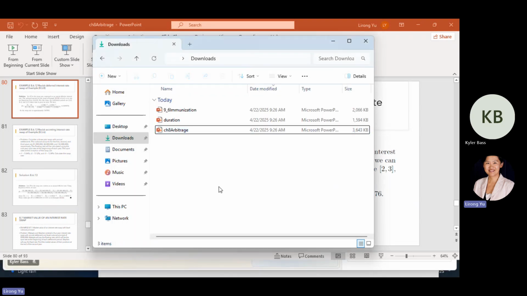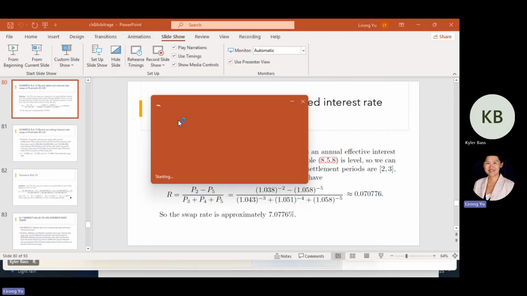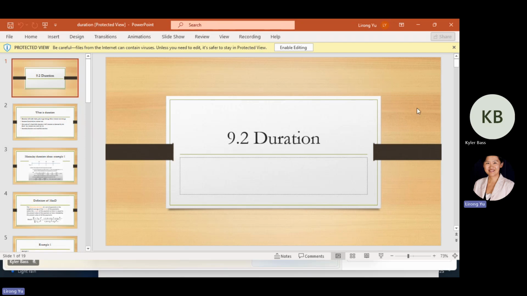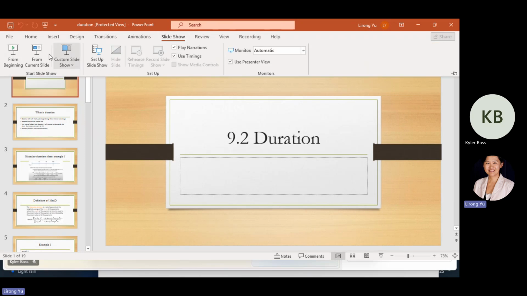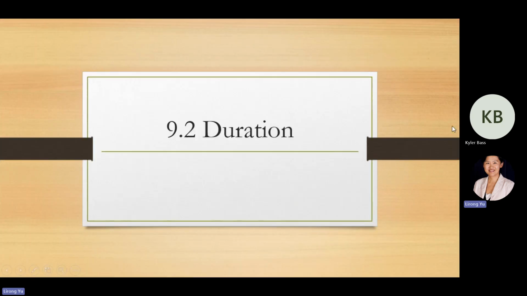Let's talk about chapter 9. We're going to focus on 9.2 and 9.6 because they are two of the key concepts that we have to learn and understand. 9.2 is duration, 9.6 is immunization, and both of them are related to risks. Just like all the other chapters, 9.1 is an introduction of what the entire chapter is about. In between 9.2 and 9.6, there are other topics.